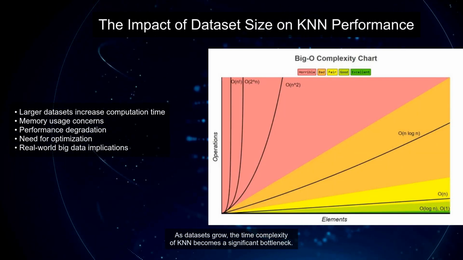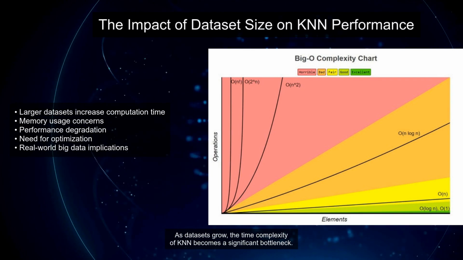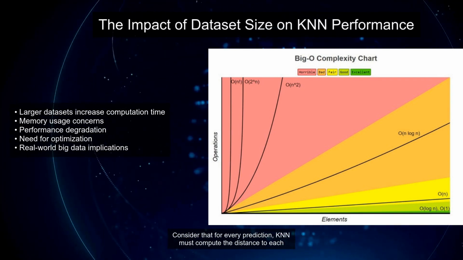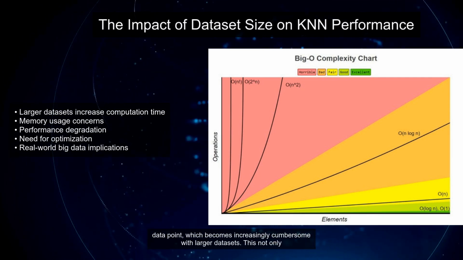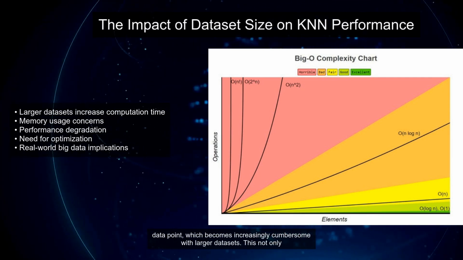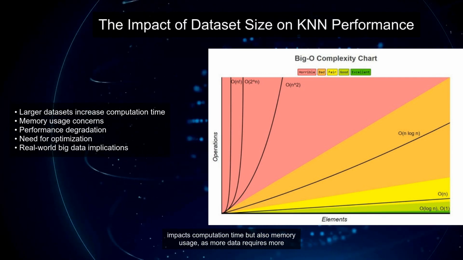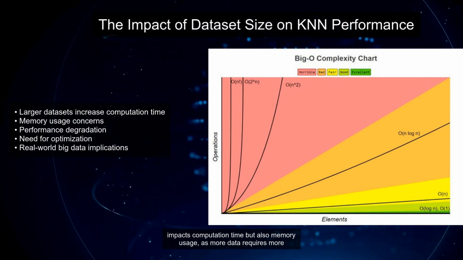As datasets grow, the time complexity of KNN becomes a significant bottleneck. Consider that for every prediction, KNN must compute the distance to each data point, which becomes increasingly cumbersome with larger datasets. This not only impacts computation time but also memory usage, as more data requires more storage.